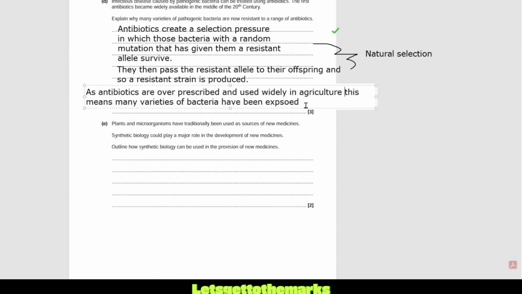Agriculture exposed. I hate it when it does that. You hate it when you're typing and then suddenly it jumps back a few lines and does a little jiggy jiggy.